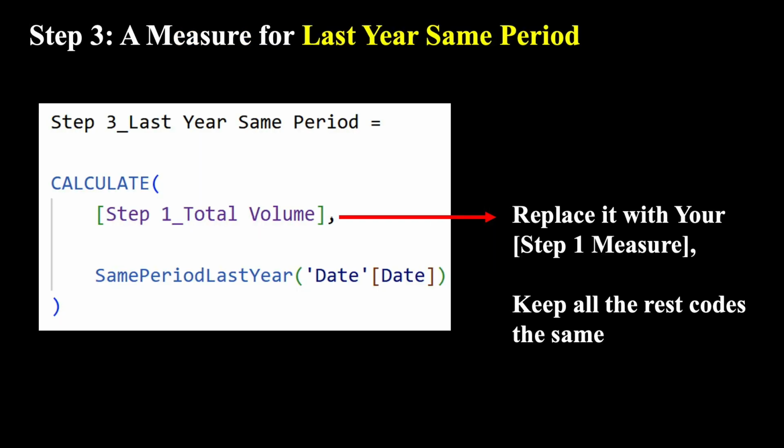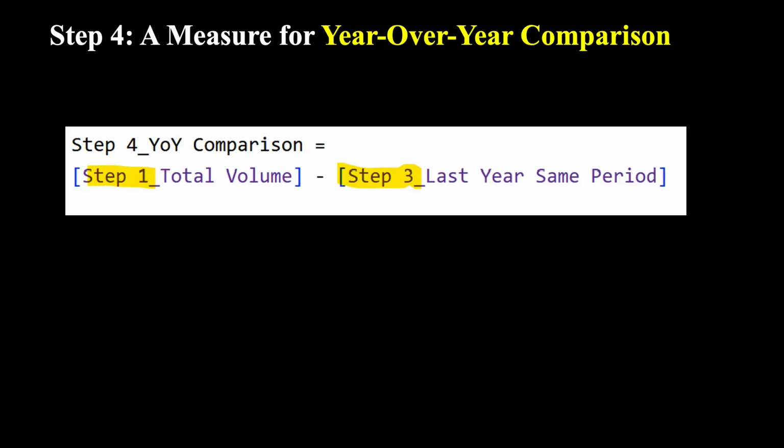Step 3, we need to create another measure for last year's same period. Step 4, we need to create another measure for year-over-year comparison. In this case, we're using current year minus last year.